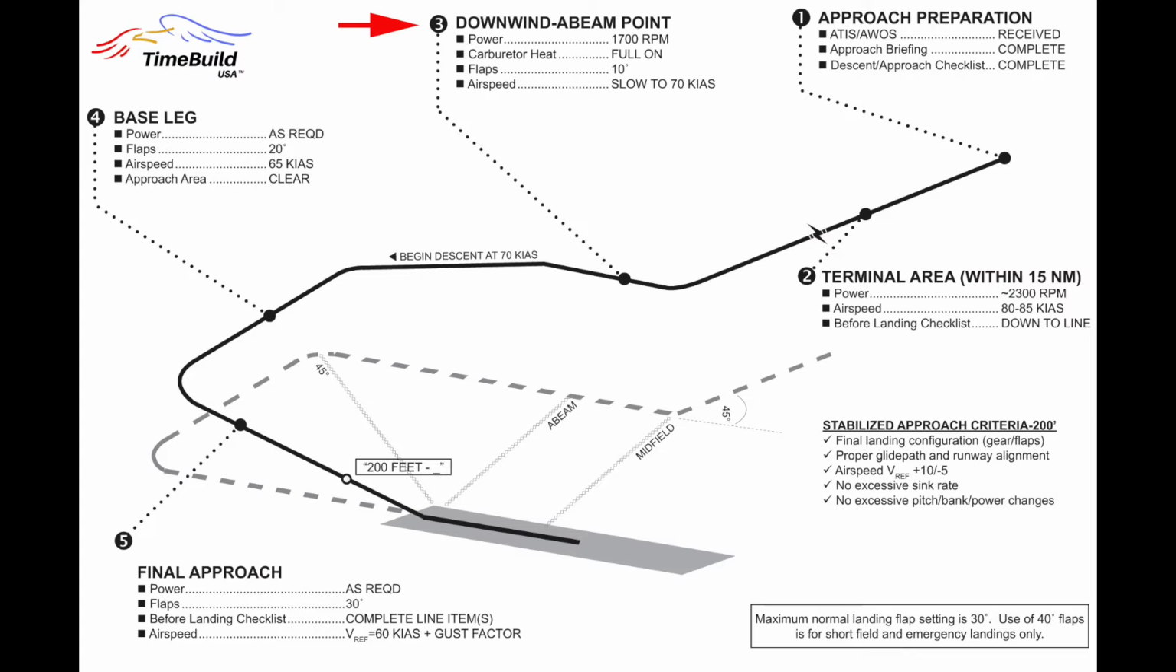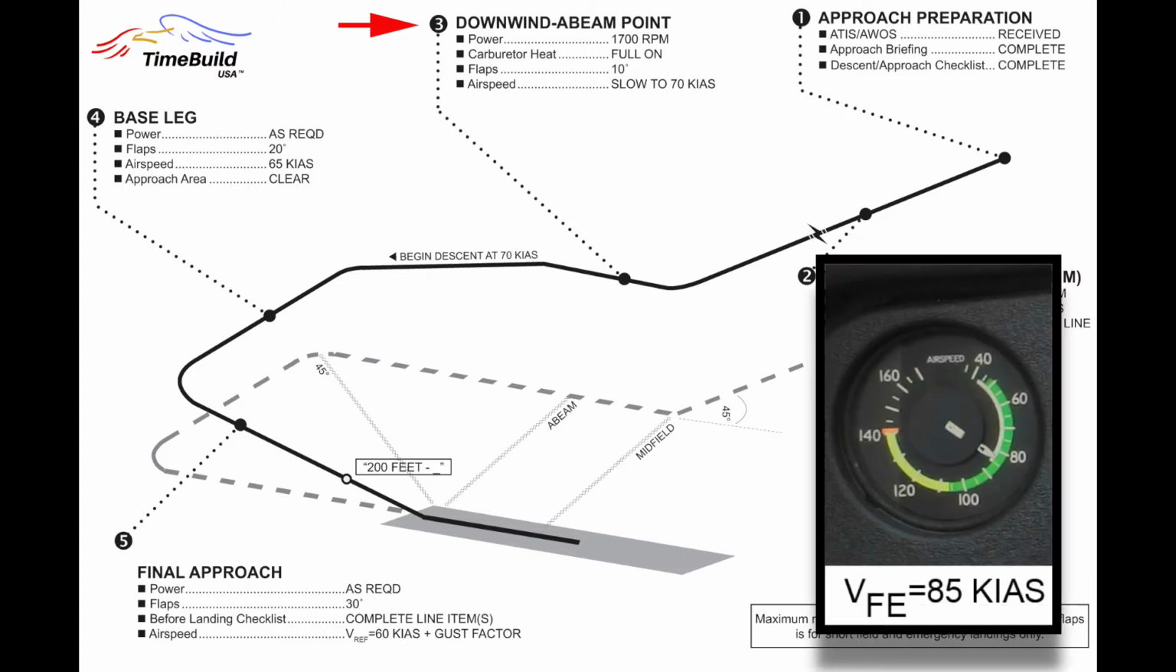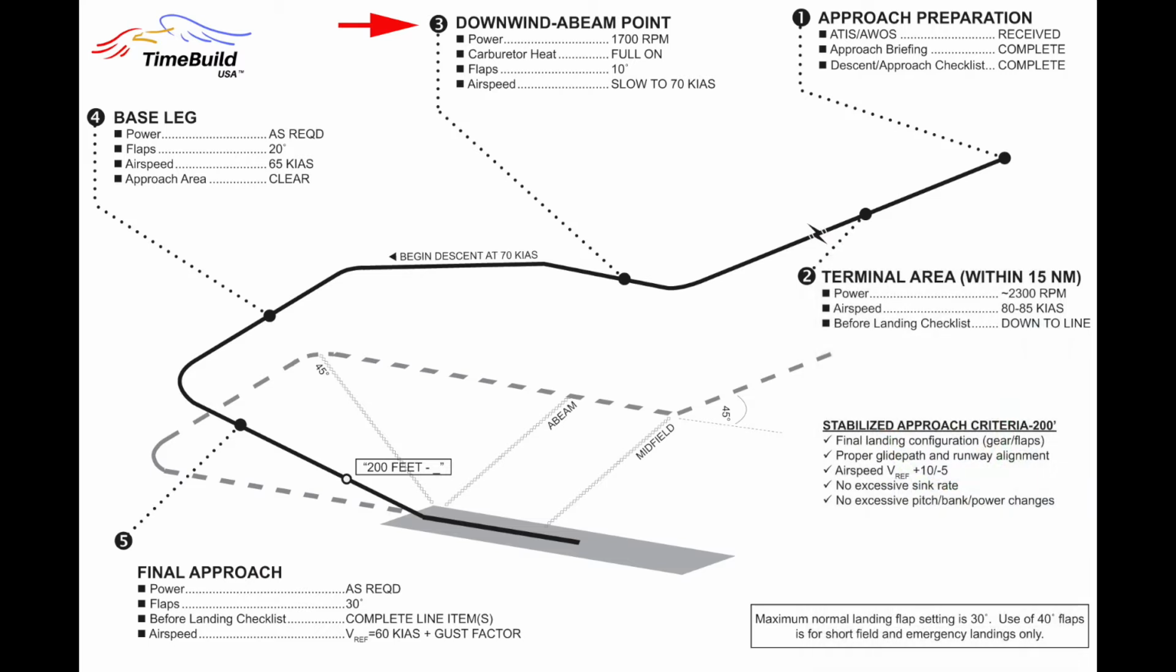However, traffic or ATC instructions may require the downwind to be extended. In such cases, the descent and approach will need to be delayed until a more suitable point. To begin the descent, reduce the power to 1700 RPM and turn the carburetor heat on. Next, verify the airspeed is at or below the maximum flap extension speed of 85 knots and extend the flaps to 10 degrees. Begin a descent at 70 knots.